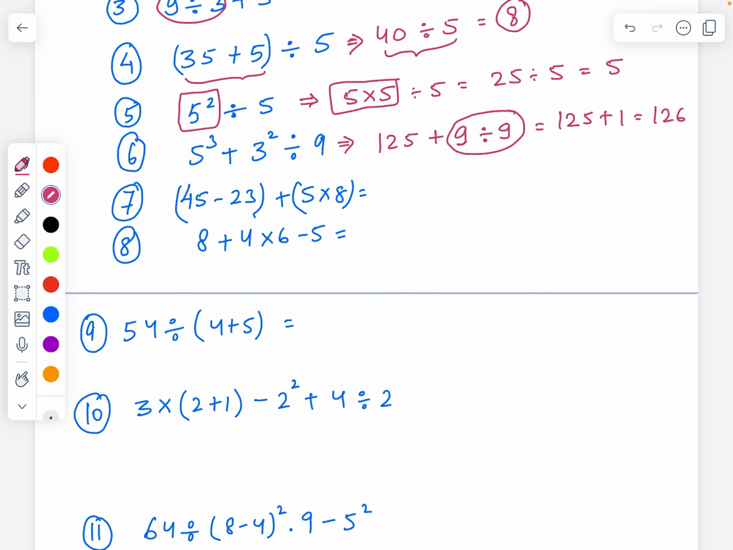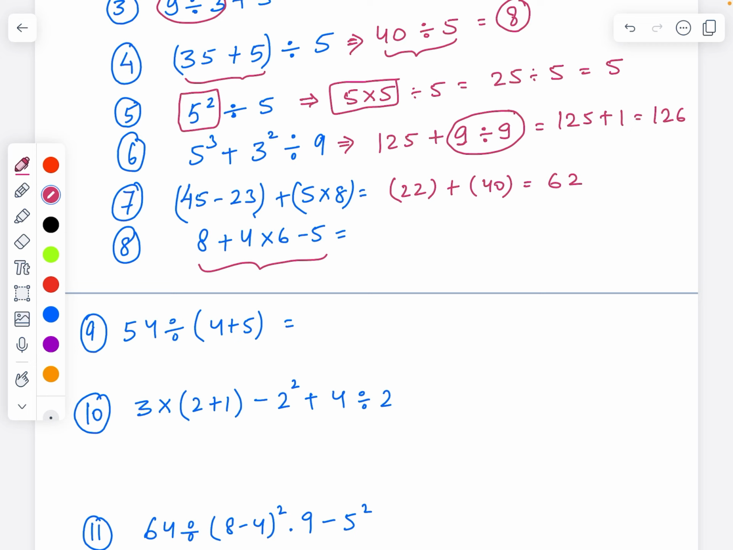Next we have two brackets over here and then they are with plus. So first you have to solve both the brackets. So let's do that. 45 take away 23 is going to be 22, plus 5 times 8 is 40. 40 plus 22 is 62. Correct.